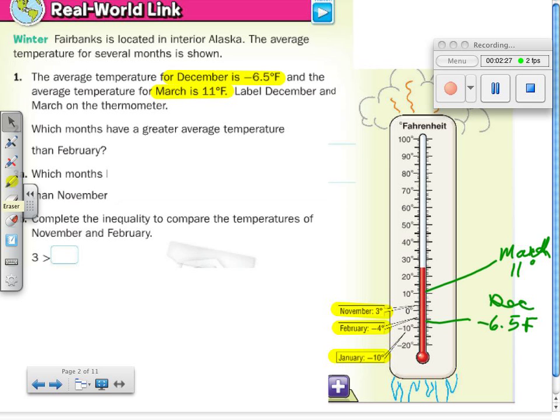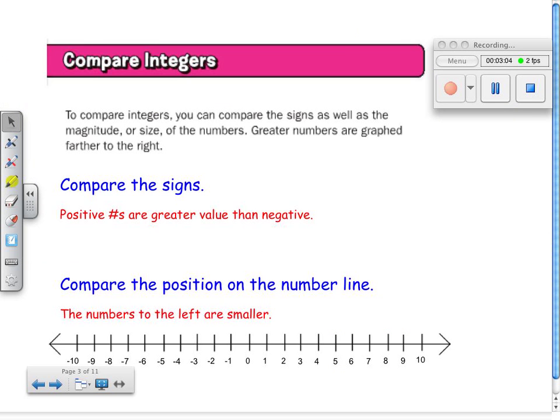Which month has a greater average temperature than February? Which months do? You can see that, what's greater than negative 4? Well, 3 degrees is greater. November and March are both warmer than February. And which months are colder than November? Colder than November would be February and January and December. So here's a situation where we might use integers, and we compare them.